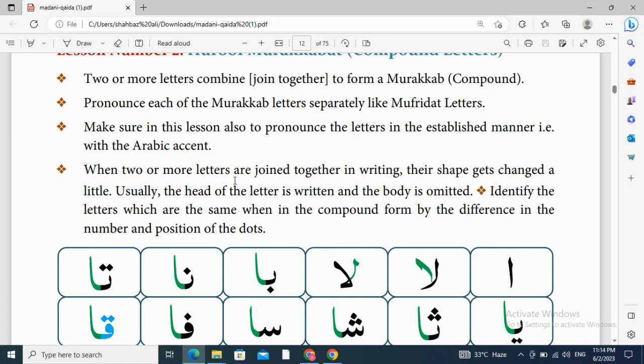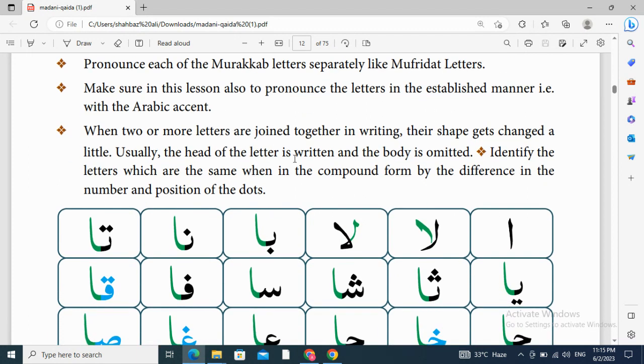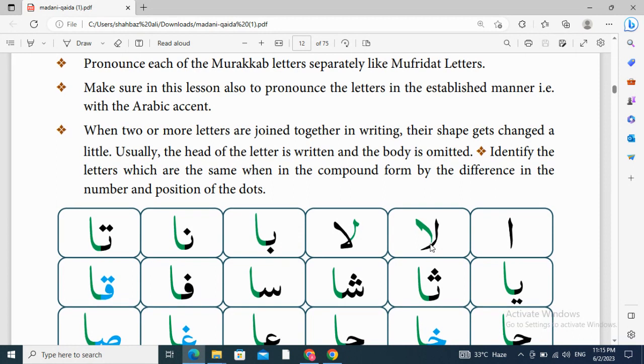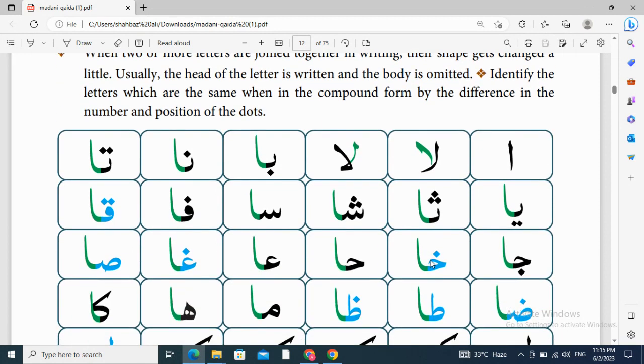When two or more letters are joined together in writing, their shape gets changed a little, just like the shape of ba, noon, ta. Usually, the head of the letter is written and the body is omitted, just like the head of ha is written and the body is omitted, and just like ha, ain, wain, swad.